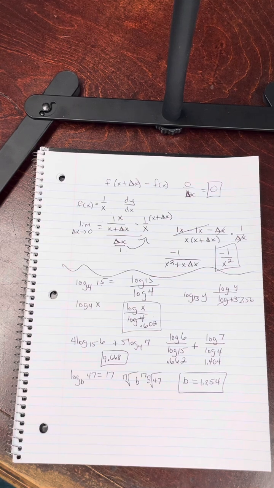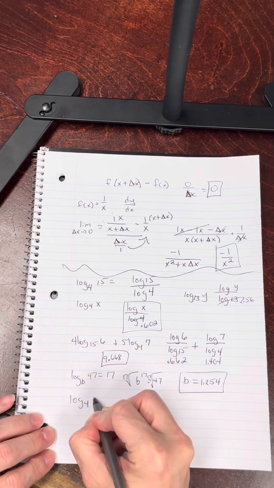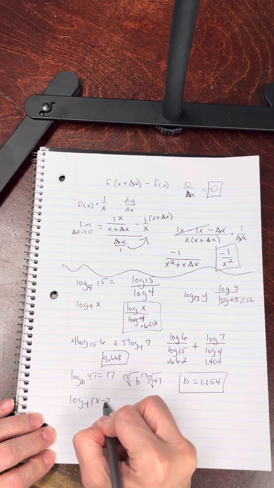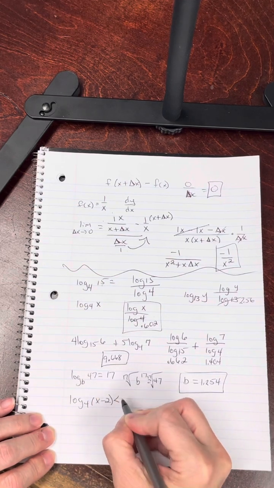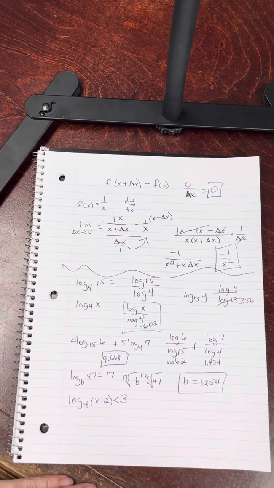Part B, the log inequalities. I'm going to jump over to example 5. It gives us log base 4 of x minus 2 is less than 3. So this is where we're talking inequalities. You've got greater thans or less thans rather than equal signs in here.